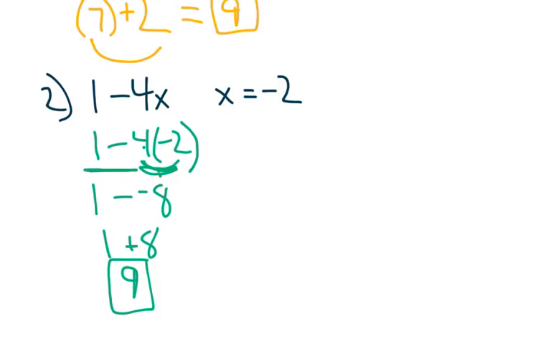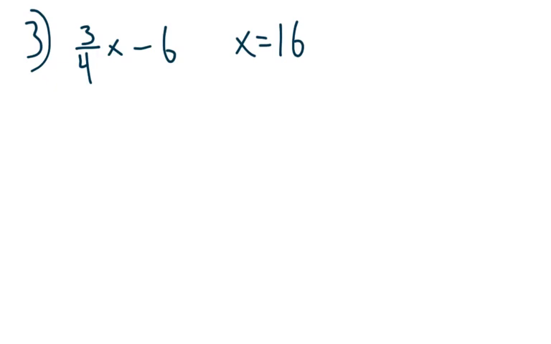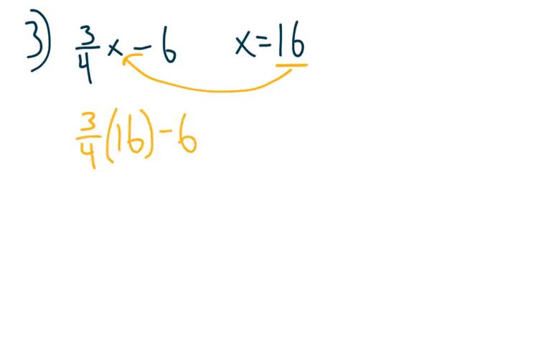Let's do another example. This one we have 3/4 x minus 6, and here x is going to be 16. Again, parentheses are our friend. Wherever we see x, we're going to put in 16. So 3/4 times 16, minus 6. And again, order of operations. We're dealing with a multiplication problem right here, and then we're going to subtract 6.